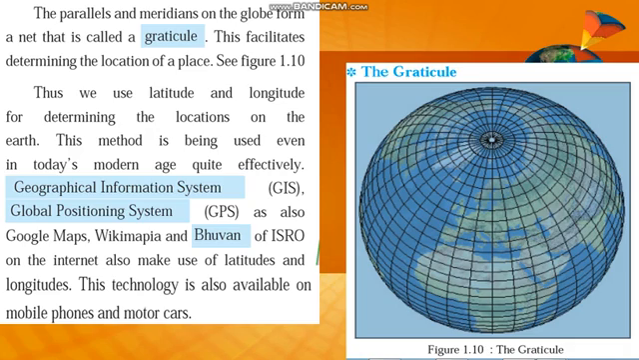So in today's world everyone uses mobile, and we all know that we can find any place on the earth with the help of Google Map through a mobile phone.